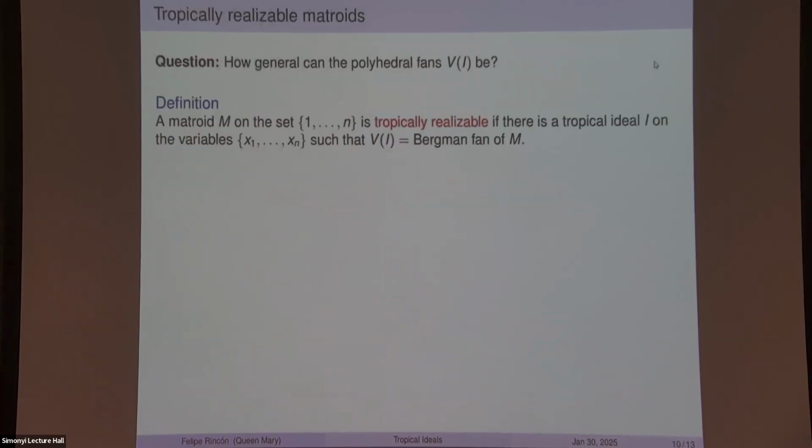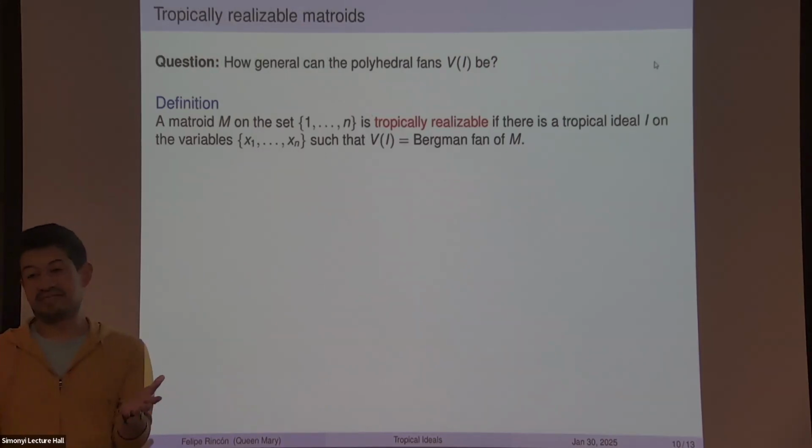All right. So the question then arises, okay, we know that the varieties of these tropical ideals are balanced polyhedral fans. And then I started wondering, okay, how general can these polyhedral fans be? The ones that arise as the variety of a tropical ideal. Can any polyhedral fan that is balanced arise as the variety of a tropical ideal?